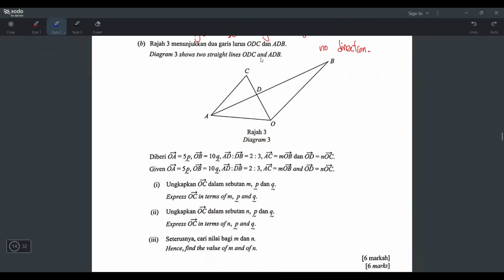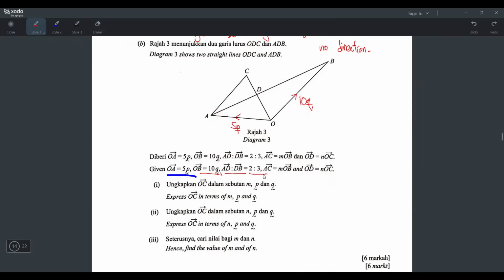Diagram 3 shows two straight lines, ODC and ADB. So let's read below. Given OA is 5P, you should label this. For a vector question, always label. So O to A, the arrow has to point to A, like that, 5P. Next one, OB is 3Q, and the arrow goes to B.